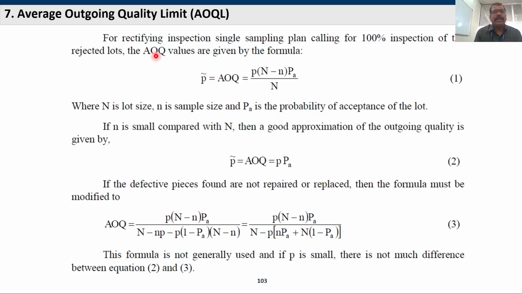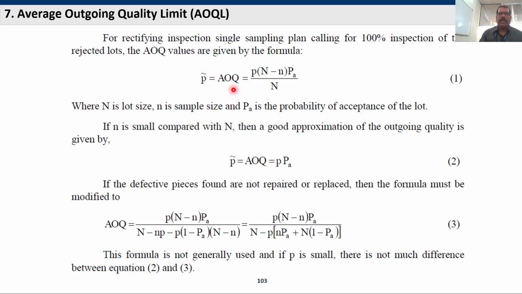In the sense, there are some equations or relationships. For rectifying inspection, a single sampling plan calling for 100% inspection of the rejected lots, the AOQ values are given by the formula. As I said, if 3% are defective, you take all the products under that 3% defective and inspect all. That is your rectification inspection plan. The average outgoing quality values are given by this formula.